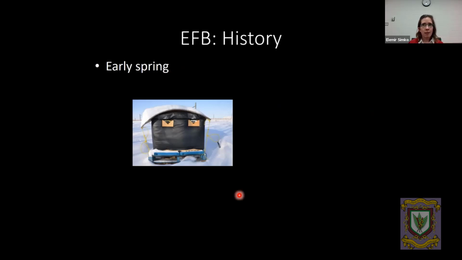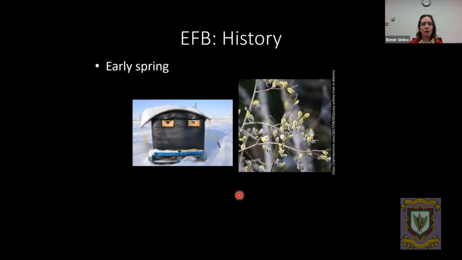In early spring, typically the bees within the colony will be winter bees, and they will be reaching the end of their lifespan. However, with the introduction of new pollen resources in the environment, this will stimulate the queen to begin laying eggs and to renew the population of brood within the colony.